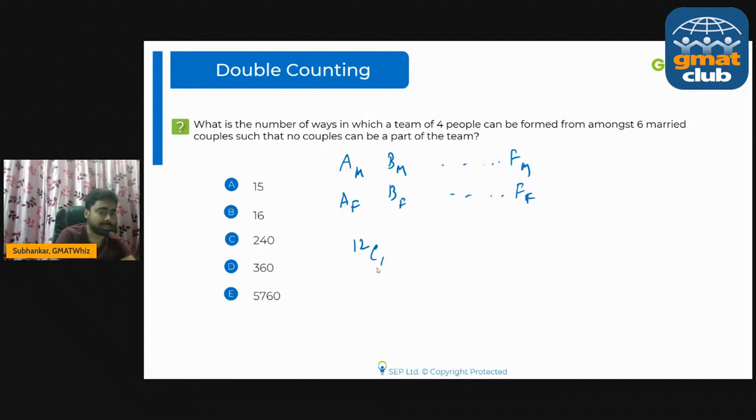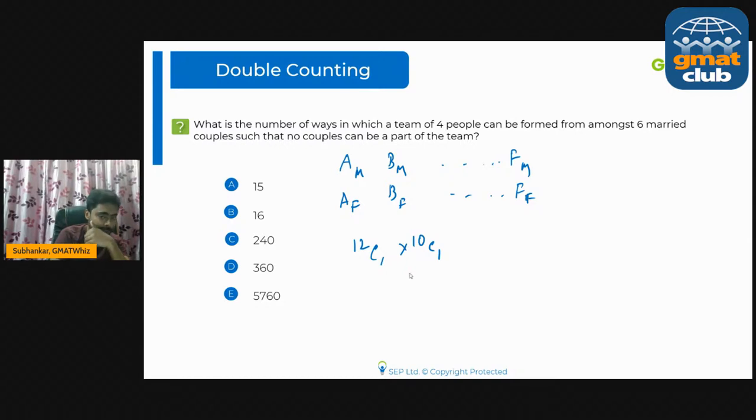the partner, which is correct. We cannot select the partner now, right? So if we cannot select the partner, definitely now I'm left with only 10 people. So I'm talking about the other five couples. So now I'll do 10C1, right?